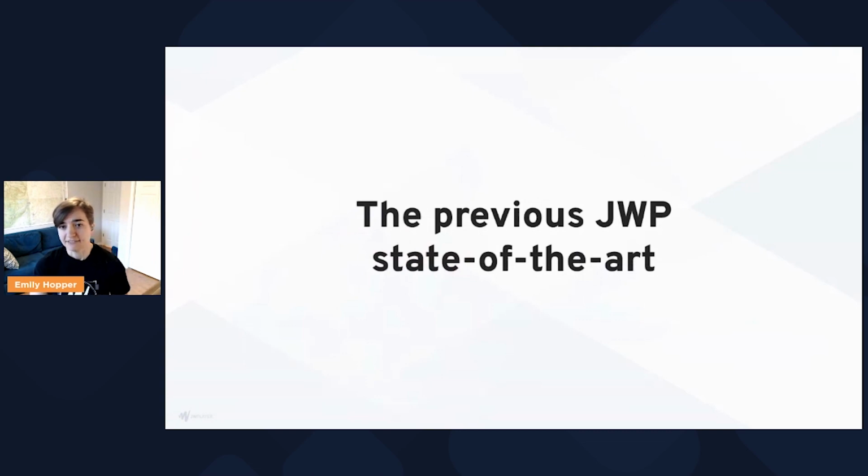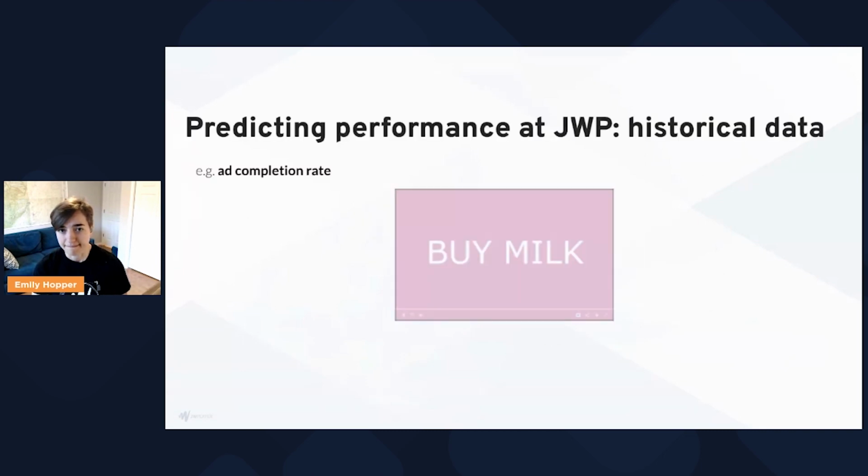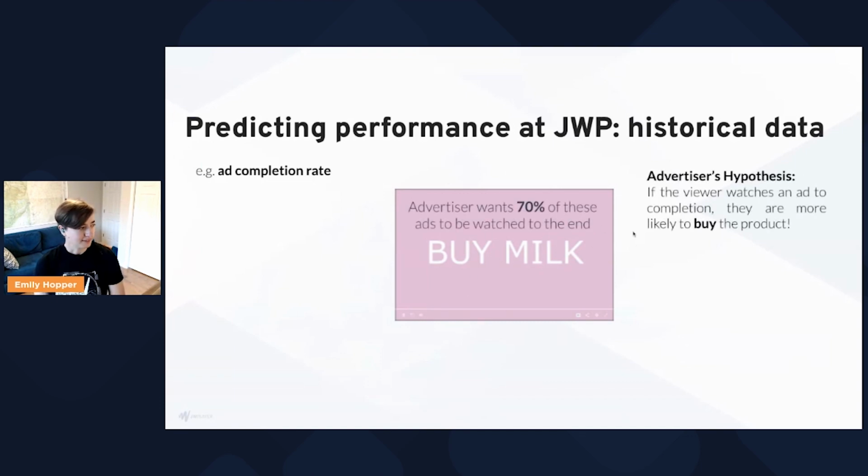So let's get started from where this project with the feedback loop started off. Our models are kind of based on two main types of data. One is historical. And to explain this, let's think about ad completion rate. So we have this ad for milk, and the advertiser has a hypothesis that if the viewer is watching this ad to completion, they're much more likely to buy the product. So they say they want 70% of these ads to be watched to completion in order to pay a good price for it.